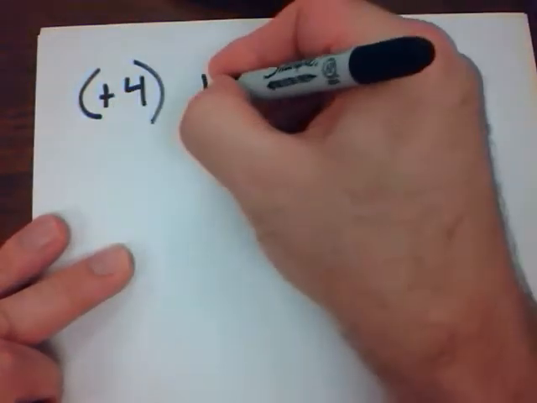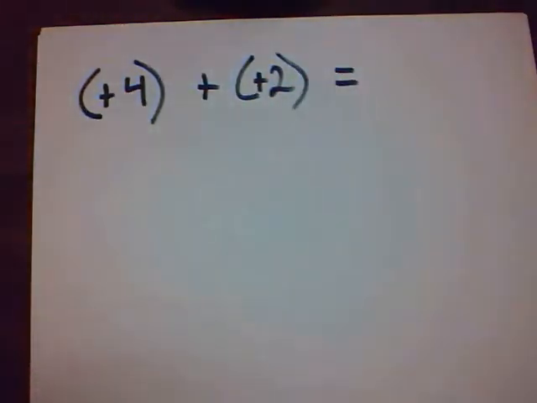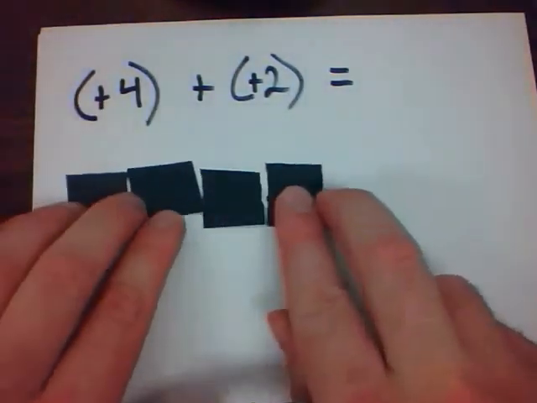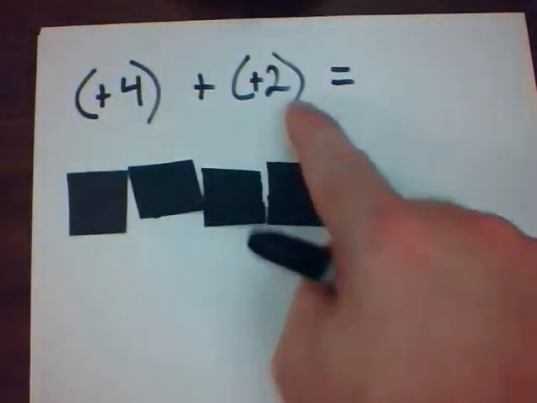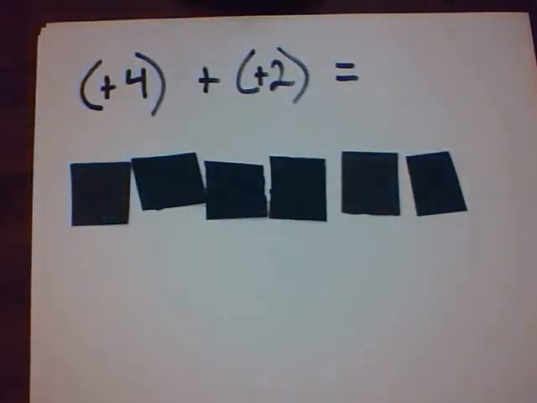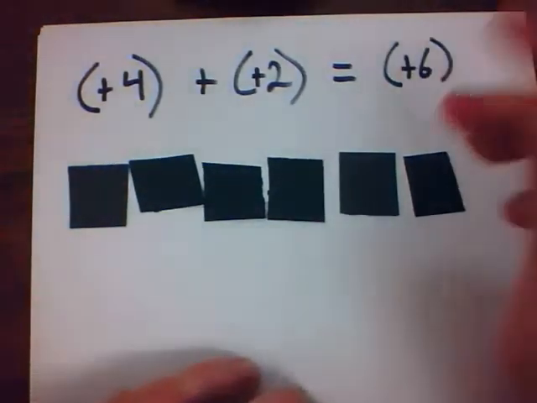Positive 4 plus positive 2. Yes, I know all of you out there are jumping and yelling, oh, Mr. V, I know the answer is 6. Let's just practice with the tiles, okay? There we are. Positive 4 plus positive 2. And of course we have our answer, positive 6.